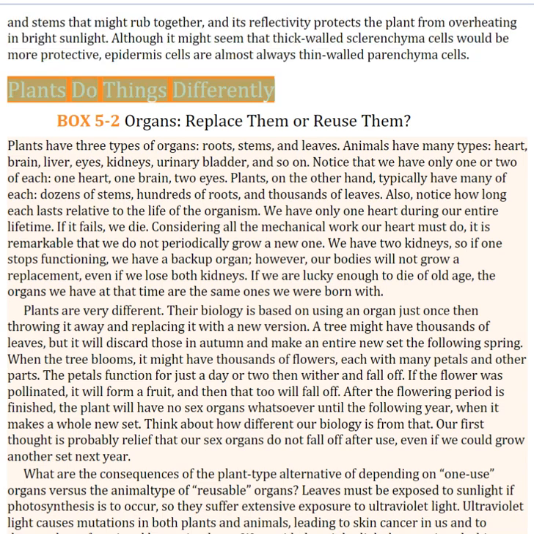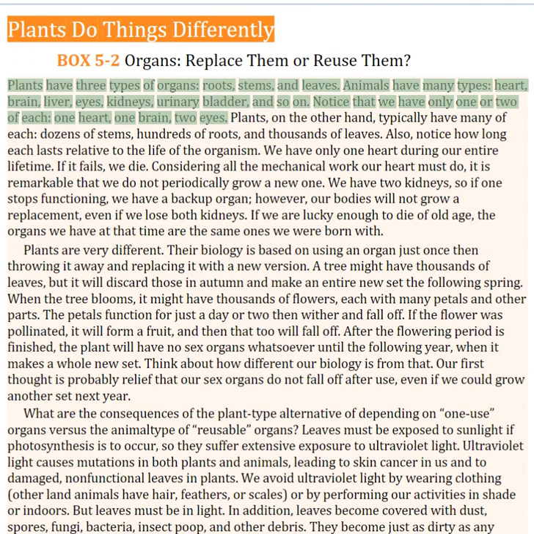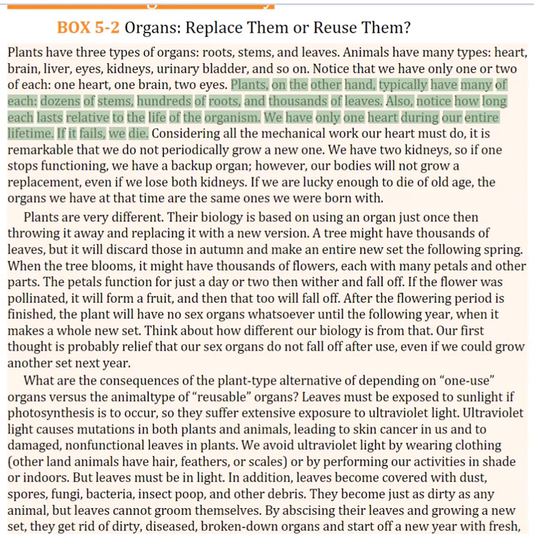Plants do things differently. Box 5.2: Organs: replace them or reuse them. Plants have 3 types of organs: roots, stems, and leaves. Animals have many types: heart, brain, liver, eyes, kidneys, urinary bladder, and so on. Notice that we have only 1 or 2 of each: 1 heart, 1 brain, 2 eyes. Plants, on the other hand, typically have many of each: dozens of stems, hundreds of roots, and thousands of leaves.